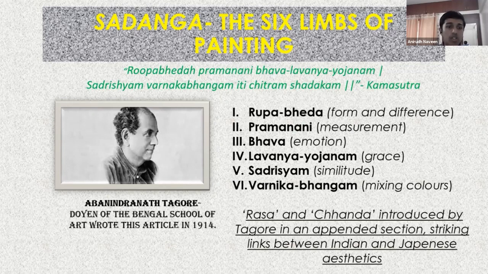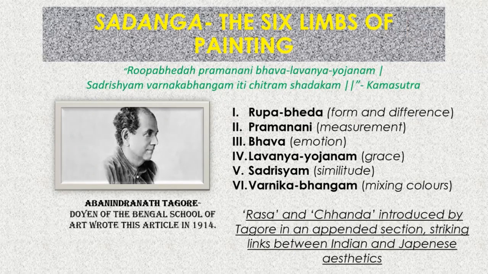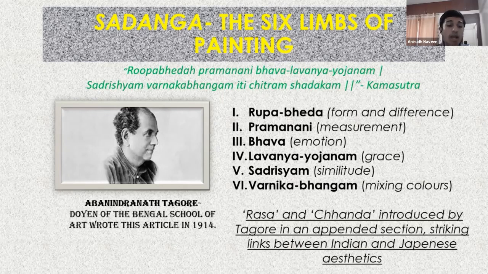And his interpretation of this particular article is very interesting and gives us insights into the pulse of those particular times. So what were people thinking about the aesthetic ideas, Hindu aesthetic ideas, and how are they interpreting it in that particular context? Now, what is the meaning of Rupa Veda? Rupa Veda means form and difference. Now, when we look at objects around us, there is a lot of difference.